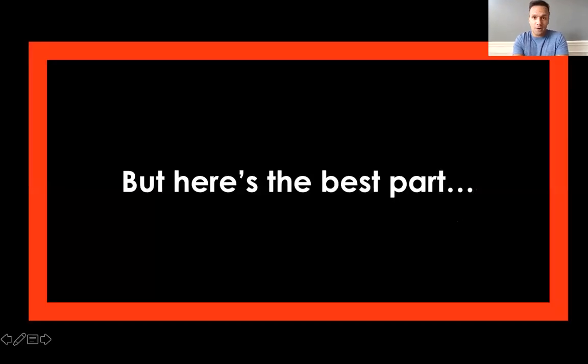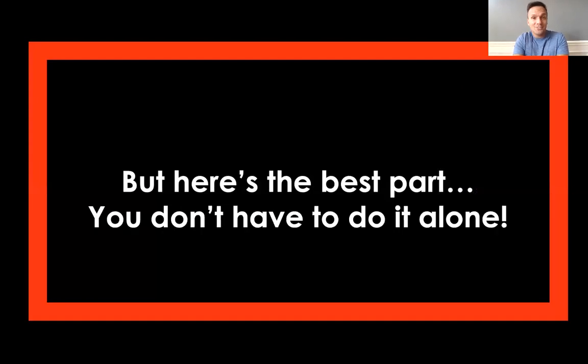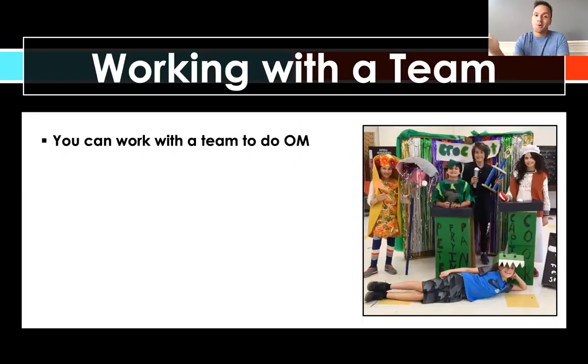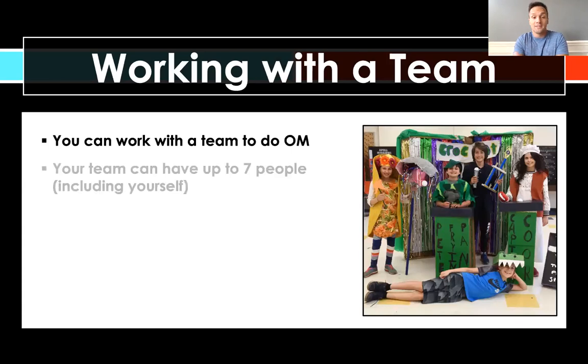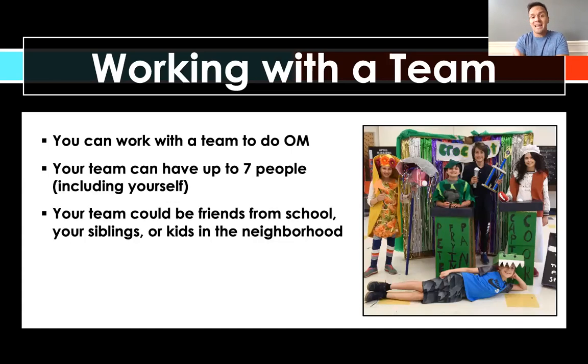Now, here's the best part. I keep talking about you as an individual, but Odyssey of the Mind, turns out, is a team sport, right? So you can work with a team to solve your OM problem. What does this look like? Well, your team can have up to 7 people, including yourself, right? So if you're one person, you can have 6 other people, right? That makes 7, and no more than 7 people. All right, so that's the golden number, is up to 7 people on a team.